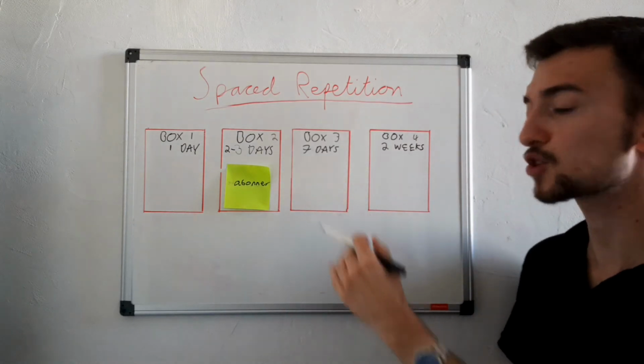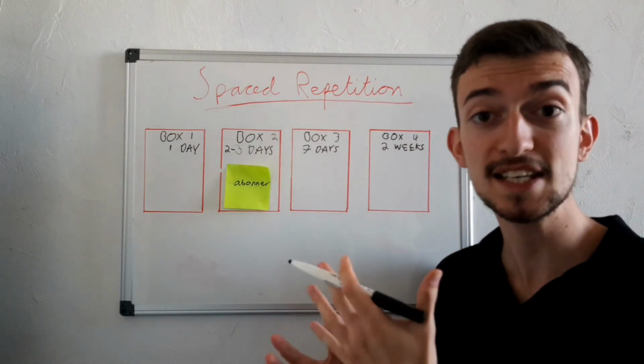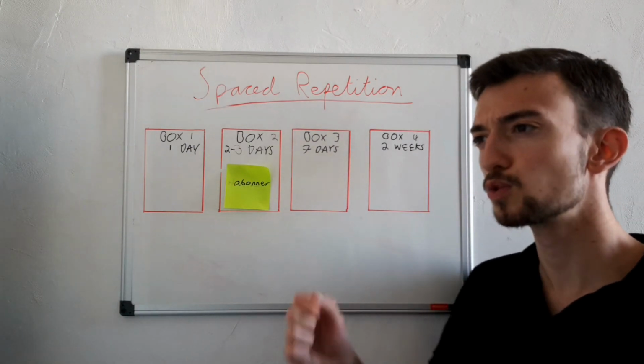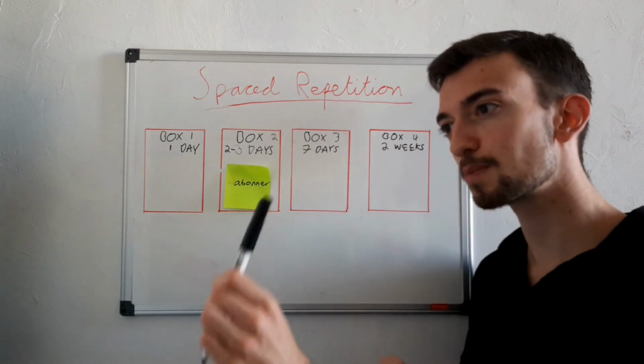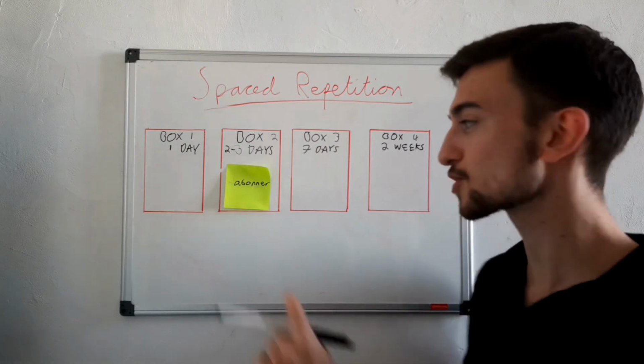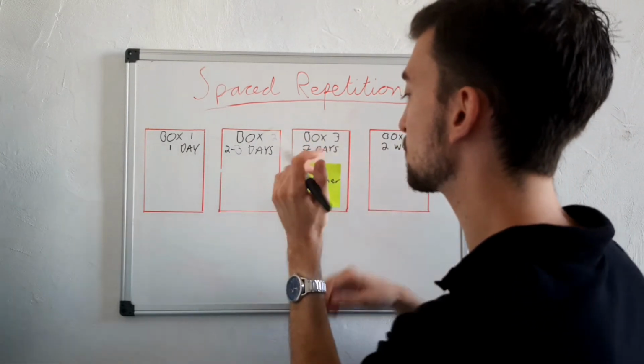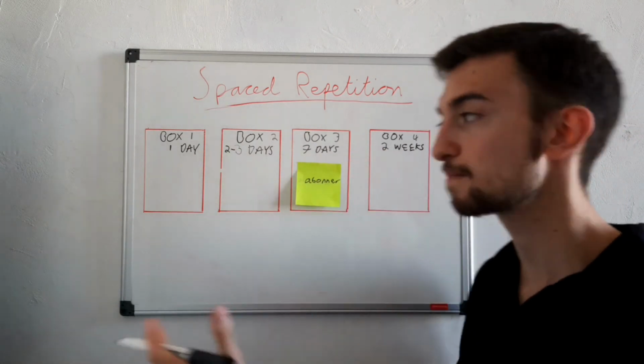Words in the second box we're only going to revise once every 2 to 3 days. When 2 to 3 days comes around, we see the word abonné. Ooh, I think it means subscribe. Yes, we know it means subscribe, and that means we can move it into box number 3, which means we'll only see it again in a week's time, and so on and so forth.